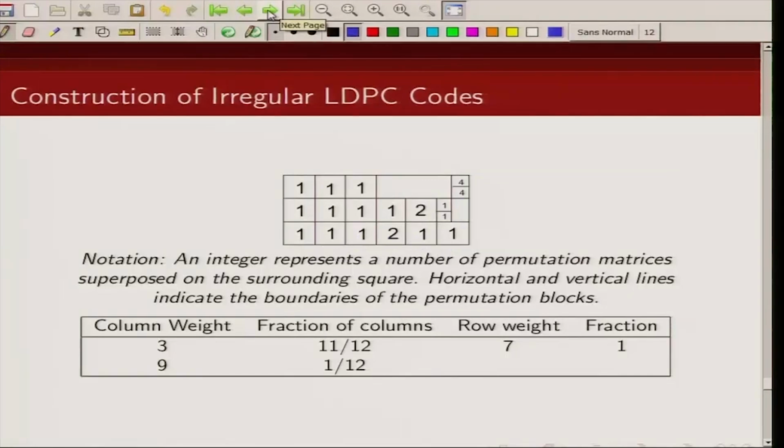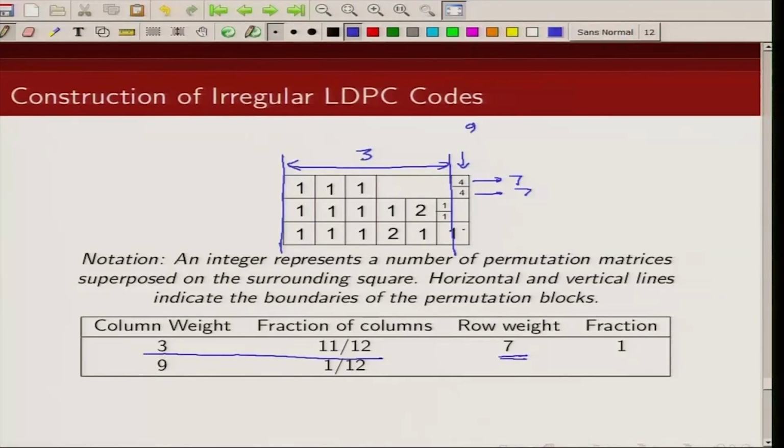This is another construction, same column weight distribution, that 11/12 fraction of the bits should have column weight 3 and 1/12 should have column weight 9, and row weight should be 7, and you can check it. Each of the rows here has weight 7 and all of these columns from here to here have column weight 3 and this has column weight 9, 4, 4 and this will have weight 1. So, we can use random permutation matrices to construct irregular LDPC codes as well.